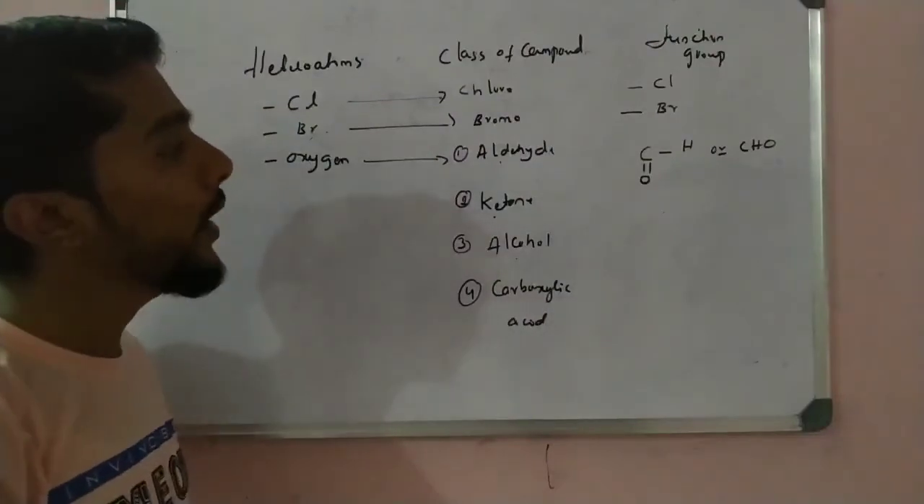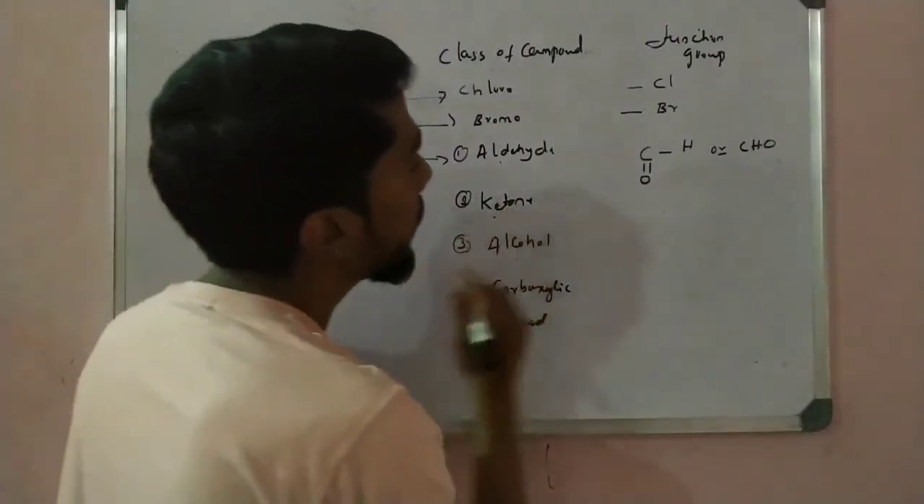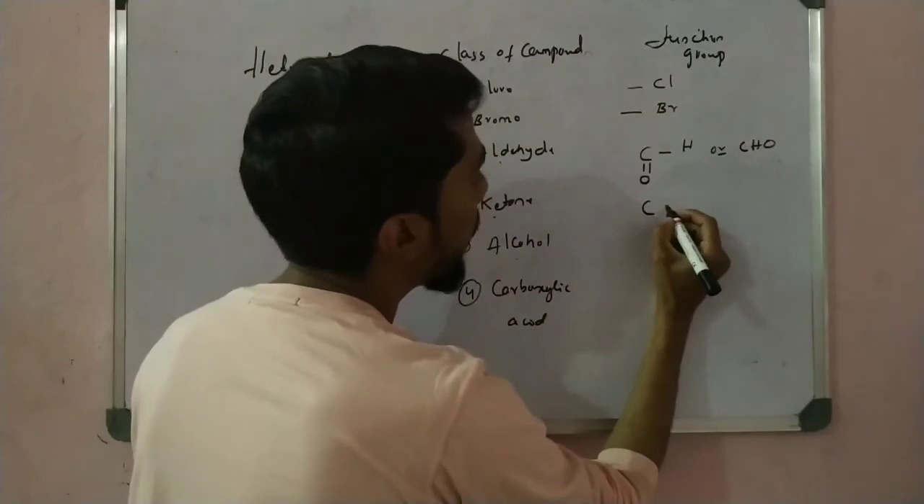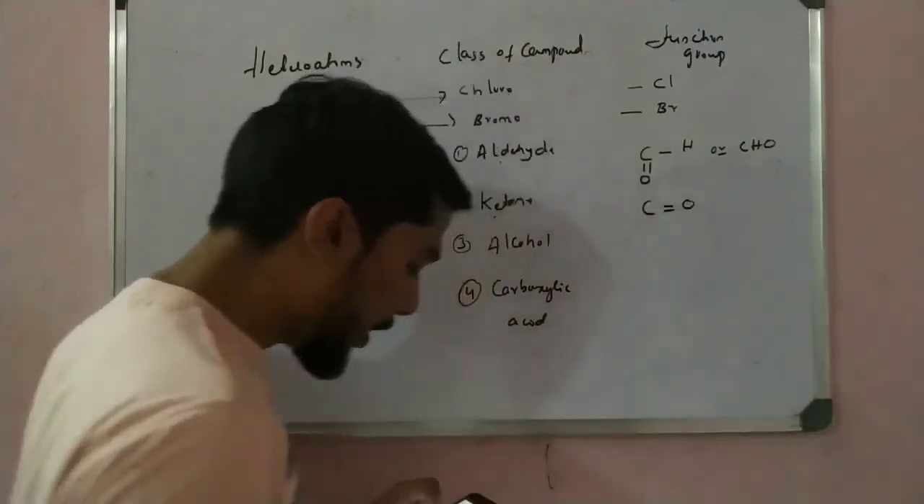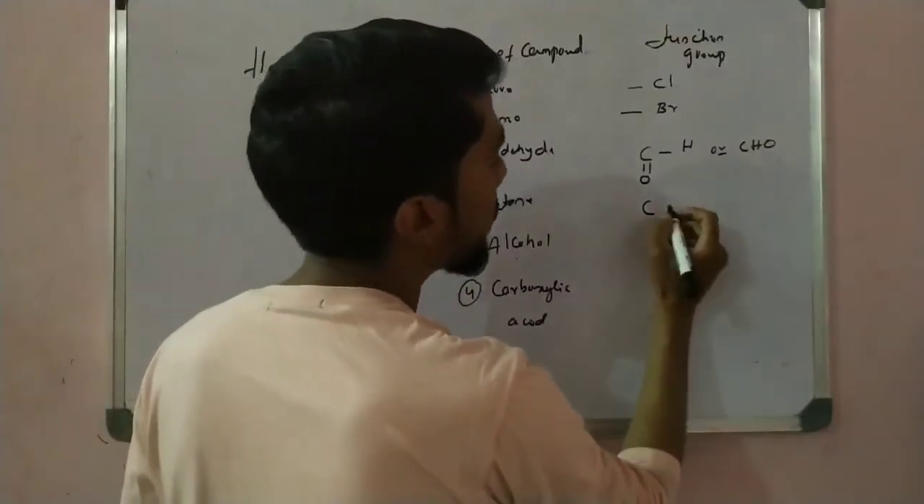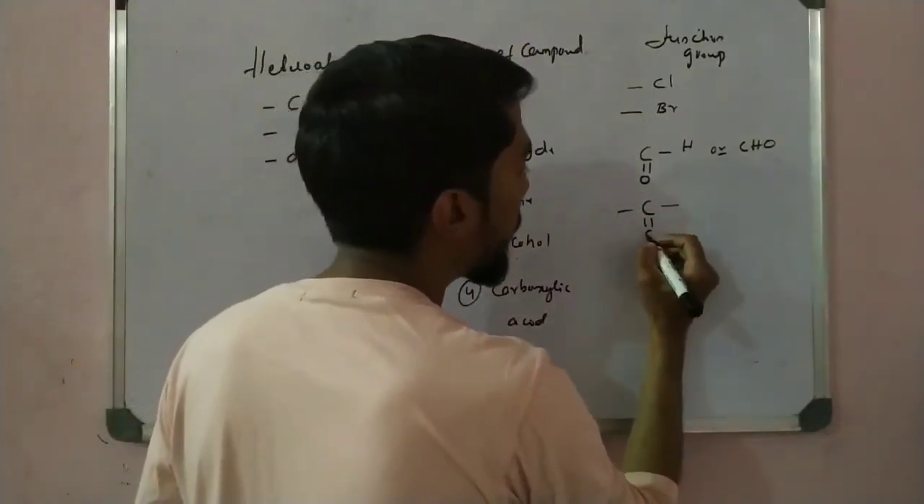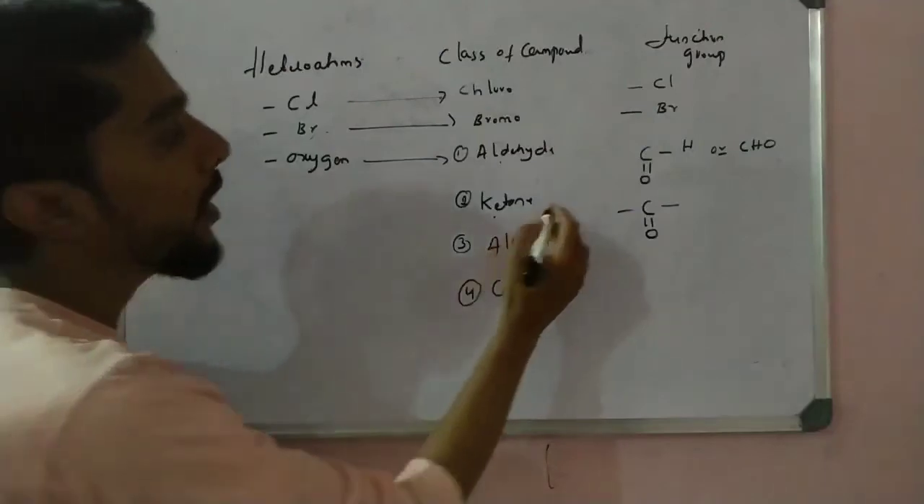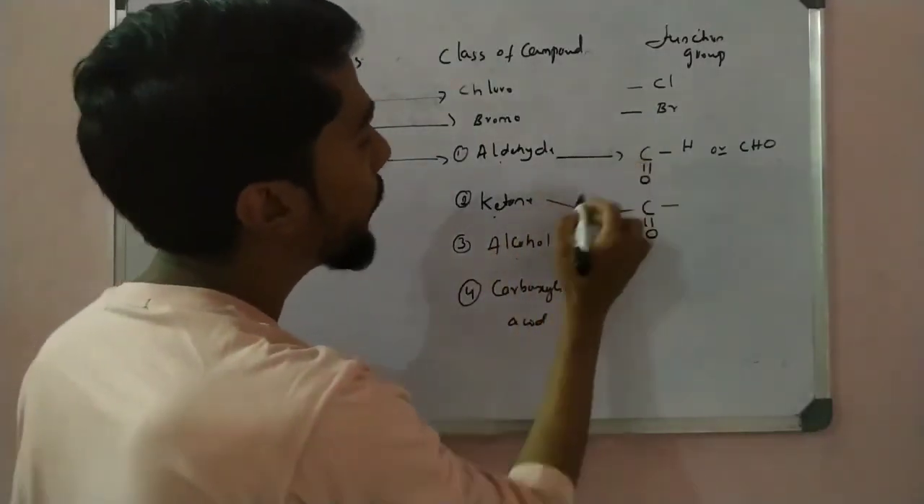Aldehyde. Okay, next one, if the structure is C double bond O, that is a ketone. I can also draw it as single bond, single bond, double bond O. If this structure is there, we call it a keto. Okay, we call it a keto.